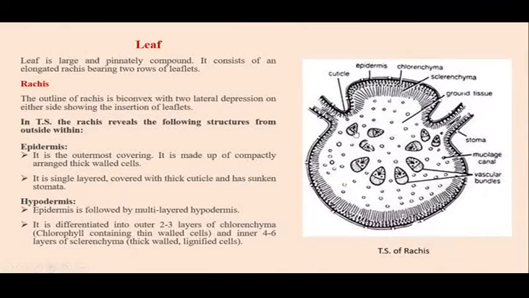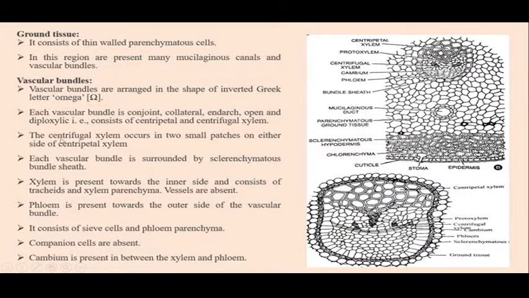In the previous slide, as you can see, these are the vascular bundles, and they are arranged in the form of an inverted omega-like structure. Each vascular bundle is conjoint, collateral, open and diploxylic. Diploxylic means it consists of centripetal and centrifugal xylem. The centrifugal xylem occurs in two small patches on either side of the centripetal xylem.